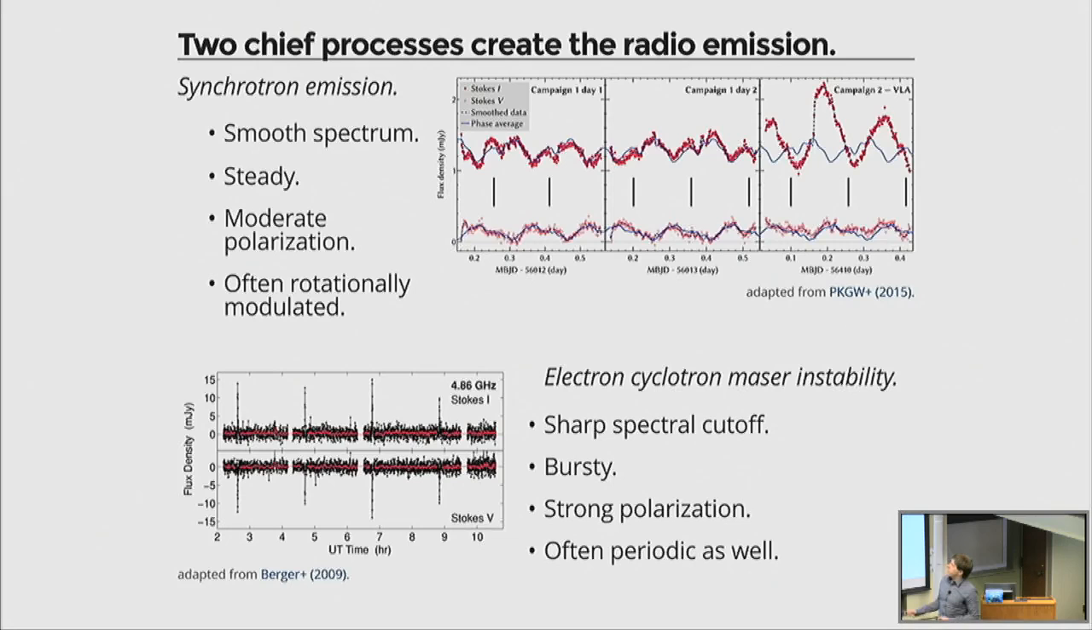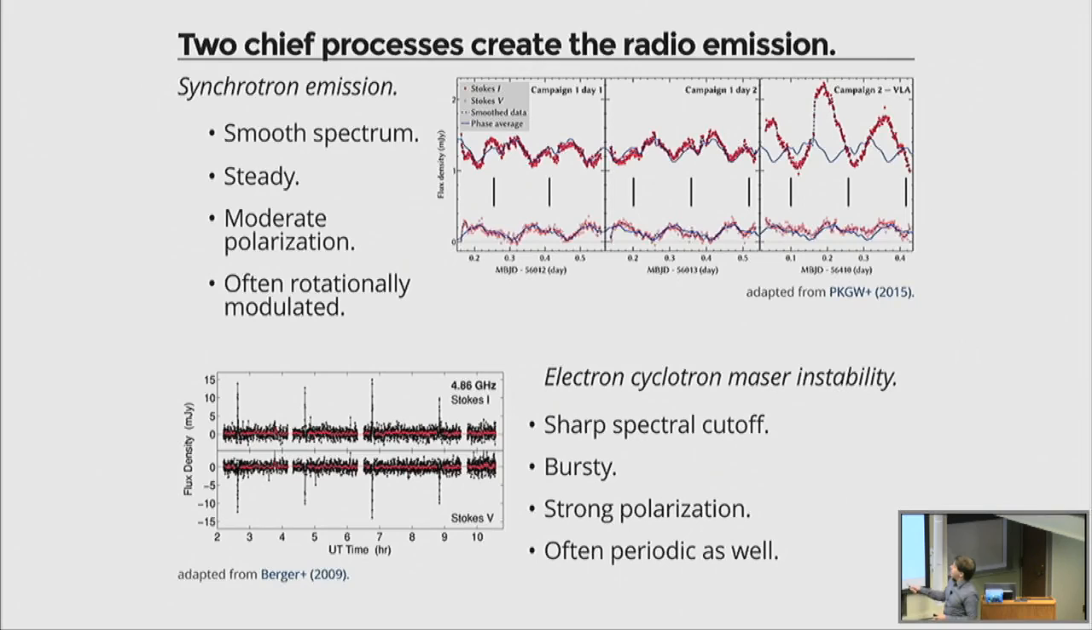There's good old synchrotron emission: magnetic fields, energetic electrons. Here is a sample light curve of a relatively interesting source. There's a lot going on here, but these are 10-hour chunks of radio emission going up and down, which we believe is due to rotation. We have a smooth spectrum, it's got a peak, it's relatively steady, although clearly we have little bumps and wiggles going on here. Moderate polarization is usually what we see. And we have this rotational modulation.